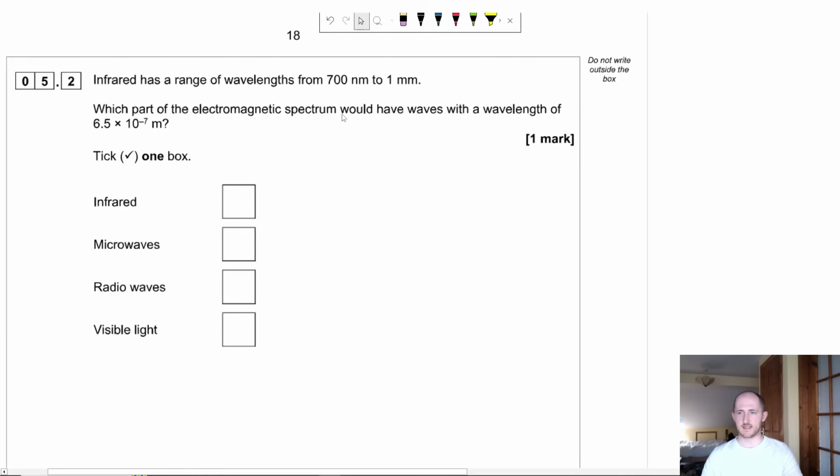Part 2, infrared has a range of wavelengths from 700 nanometers to 1 millimeter. Which part of the electromagnetic spectrum would have waves with a wavelength of 6.5 times 10 to the minus 7 meters? So you might notice that this is actually 650 nanometers. The reason why I say that is it's very close to infrared radiation, but it's a slightly shorter wavelength. So what you need to think about on your electromagnetic spectrum, which one is just a shorter wavelength than infrared, is actually visible light. Generally, if you have a times 10 to the minus 7 and it's below 7 times 10 to the minus 7, it's going to be visible light, okay? So hopefully that makes sense.